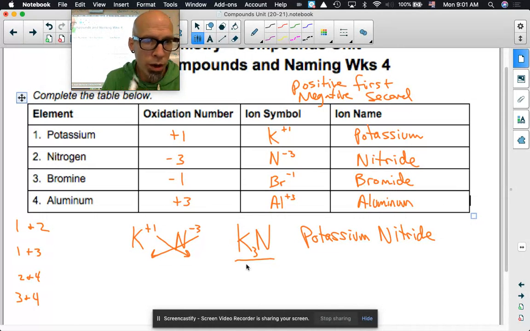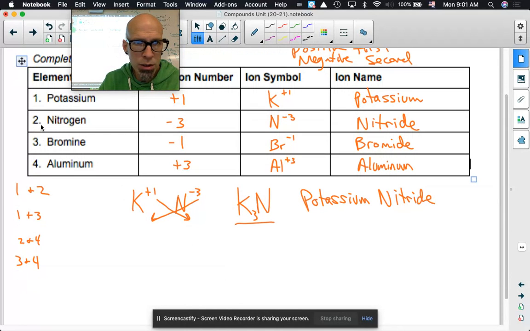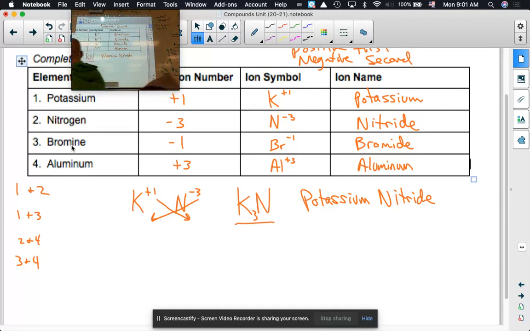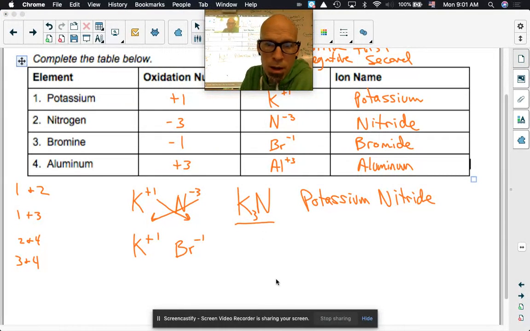All right, moving on. 1 and 3. Hopefully the rest of these go a little faster. We have to combine 1 and 3. 1 is potassium still. 3 is bromine. So we have a K plus 1 and a Br minus 1. How's that going to work? If one's plus 1 and one's minus 1, we have equal oxidation numbers that are opposite, then we have just 1 of each, right? Easy formula. There's no multiples, 1 of each.